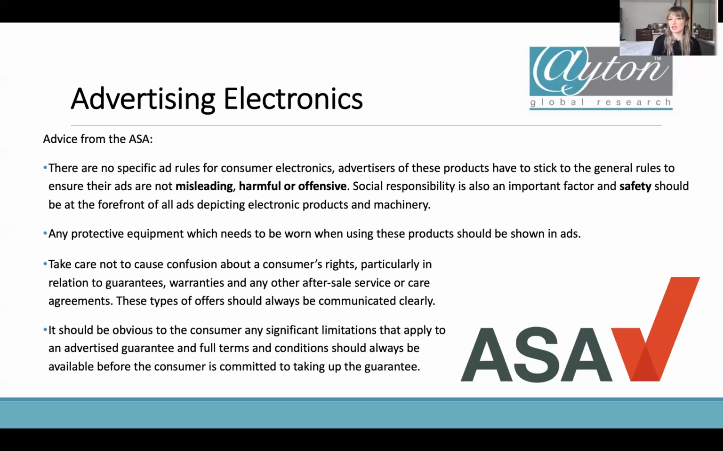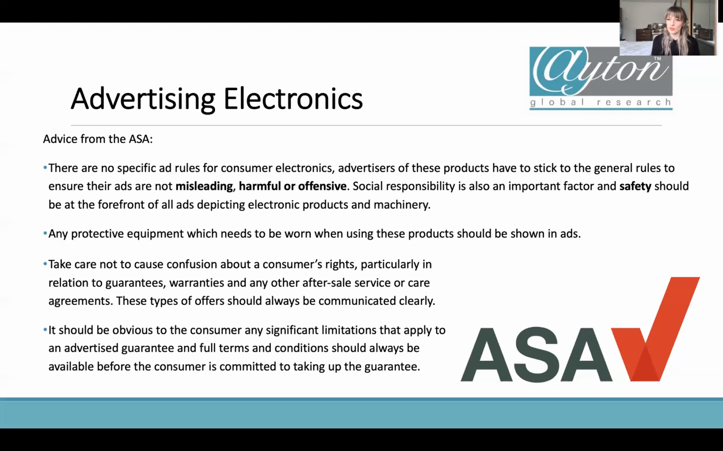So that means making sure that an advert is not misleading, so no claims without evidence; not harmful, so not saying things that could put people in harm; and not offensive, because obviously you don't want to offend people with your advert. That is doing the opposite of what your product should be trying to sell. Overall, they look at the code of conduct. You must abide by all of the rules in the codes, but there's nothing specific for consumer electronics.